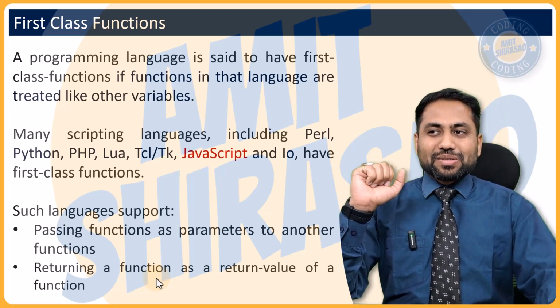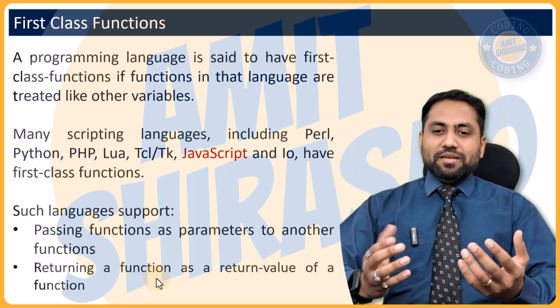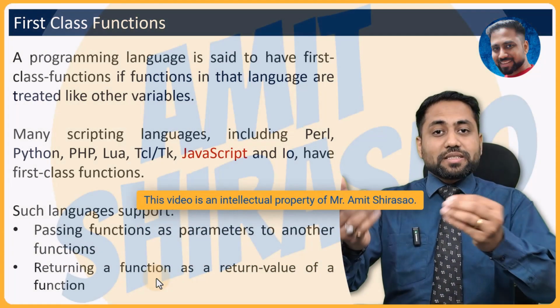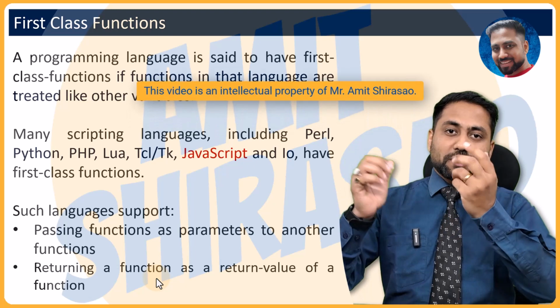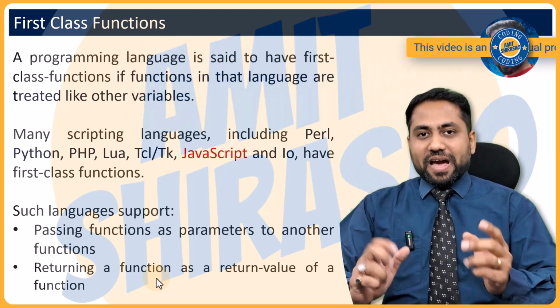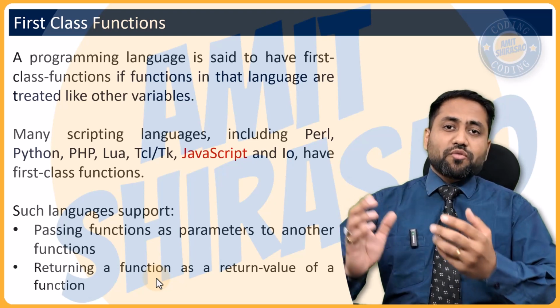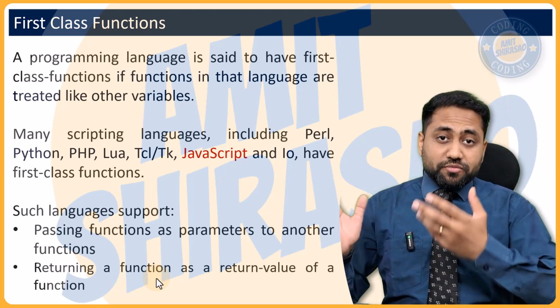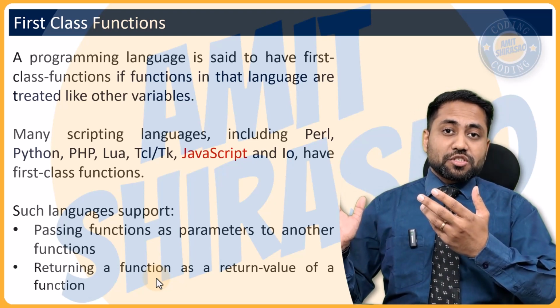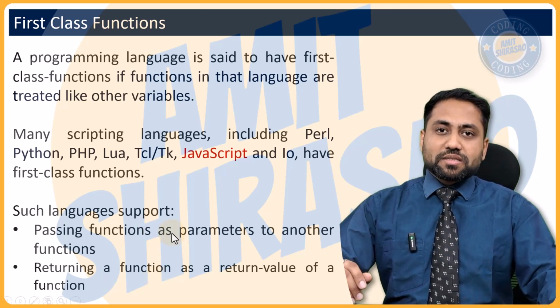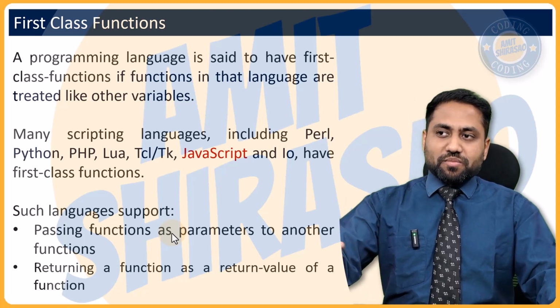Got the idea? So when you consider a function as a variable, then just like you can pass a variable inside a function, you can pass a function also inside a function, right? And just like you can return a variable from a function, you can also return a function from another function, right? So this is what languages having first class function support do.